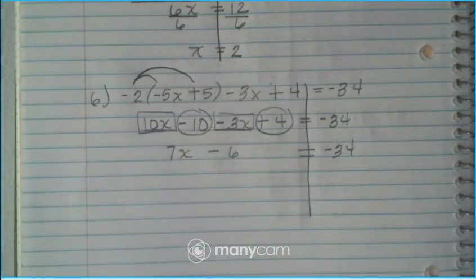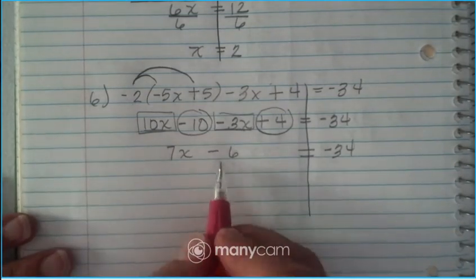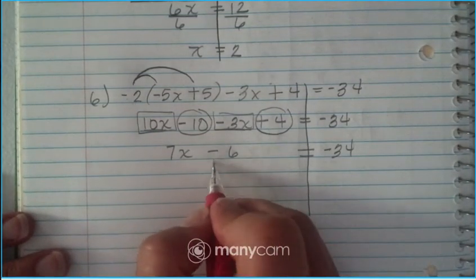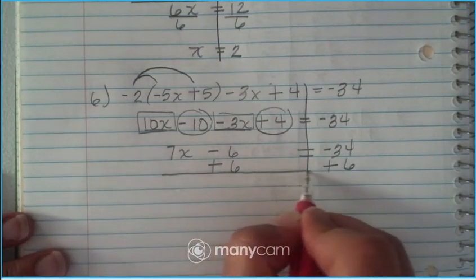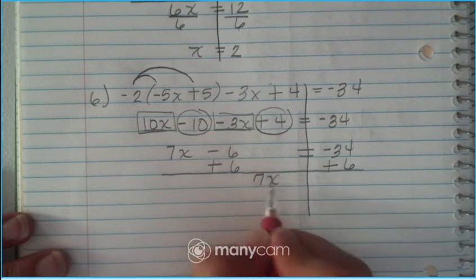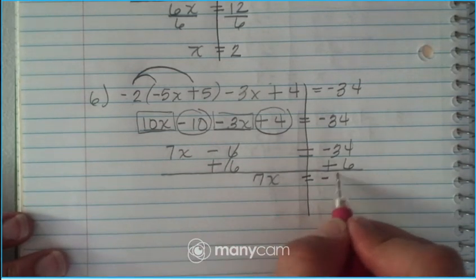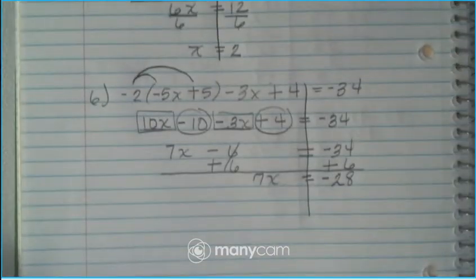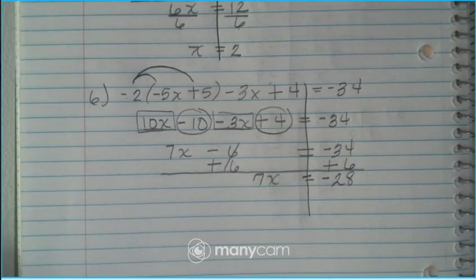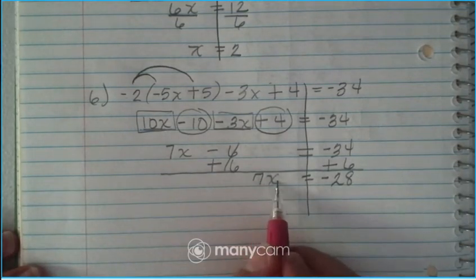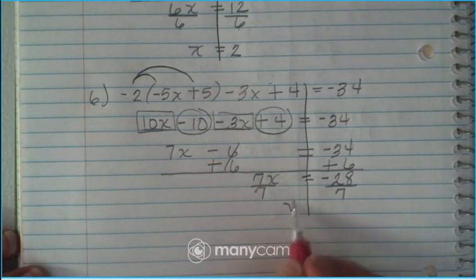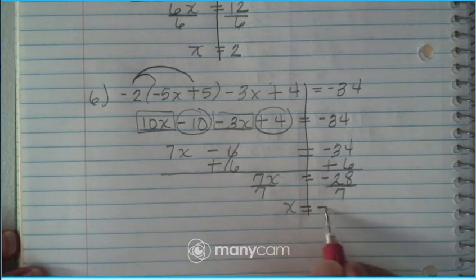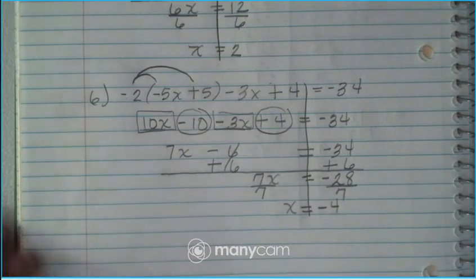Now I can just start solving my problem. So the negative 6, we got to get it away from this x. So we're going to add positive 6 to both sides. And I'm left with 7x equals negative 28. I've multiplied by 7, so now I divide by 7. And negative divided by a positive is a negative. 28 divided by 7 is 4.